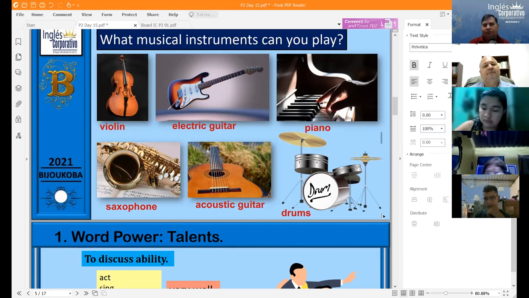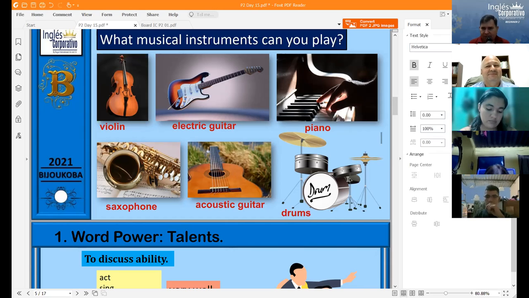Now, which of these instruments can you play? Can you play the violin? No, you can't, okay. Can you play the electric guitar? Yes, I can. Excellent. Okay. Can you play the piano? No, I can't. How about the acoustic guitar? Yes, I can.